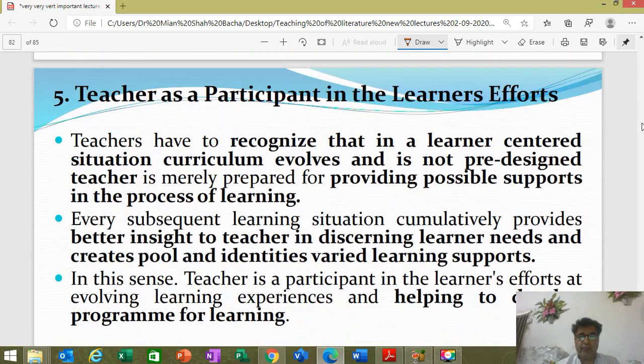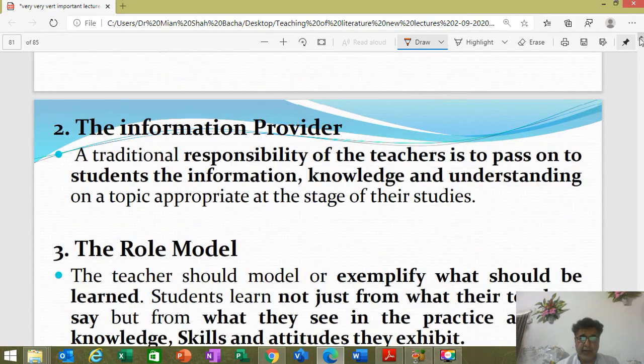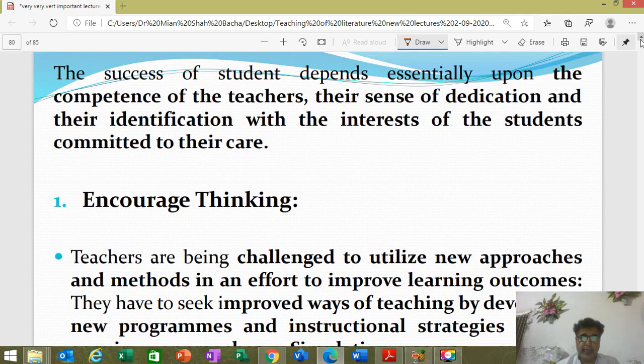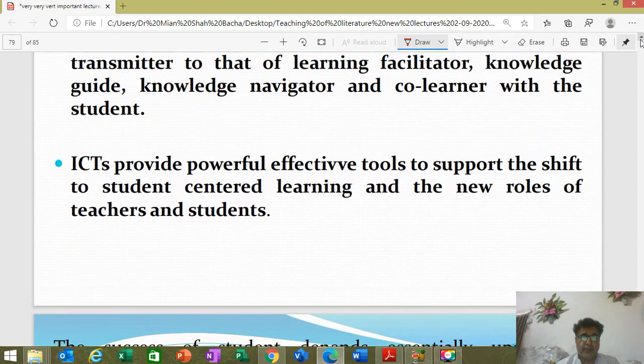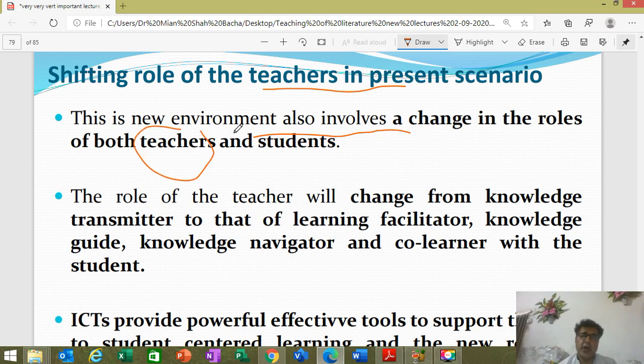Okay. Finally, we are moving to the final part of this lecture. Shifting role of teachers in the present scenario, remember. I think the role of the teacher should change with the passage of time and the present scenario. What is today's modern scenario? This is a new environment which also involves a change in the roles of both teacher and students. I mean, students and teacher, they should try to change their roles.